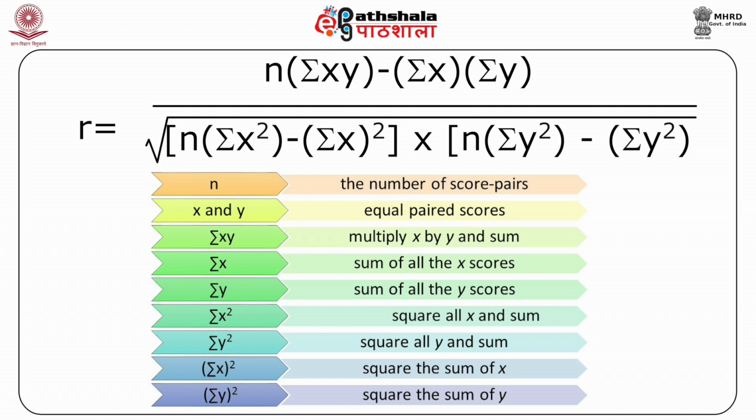is the sum of all the x scores, summation y is the sum of all the y scores, summation x square is the sum of the squares of all x, summation y square is the sum of the squares of all y, summation x whole square is the square of the sum of x, and summation y whole square is the square of the sum of y.